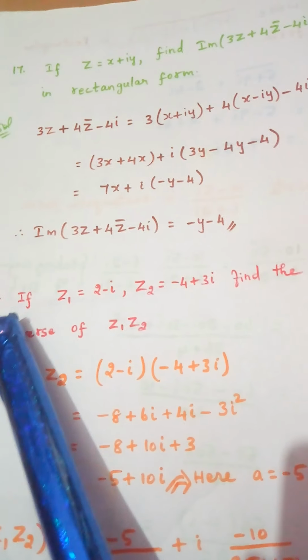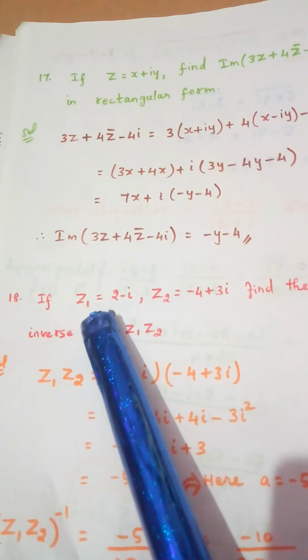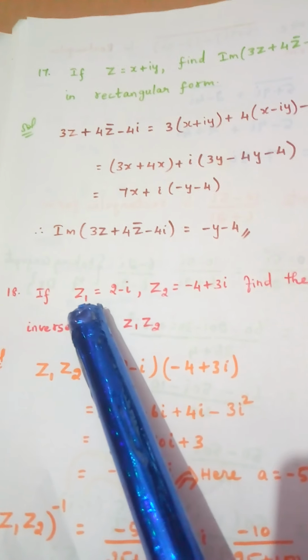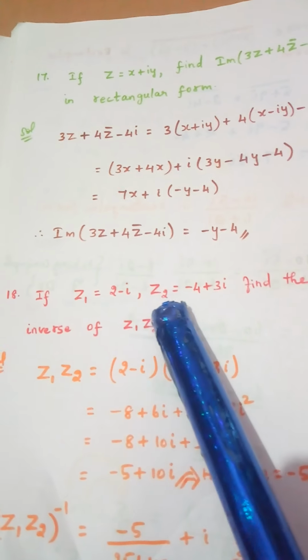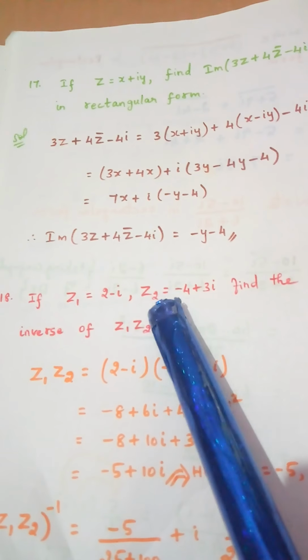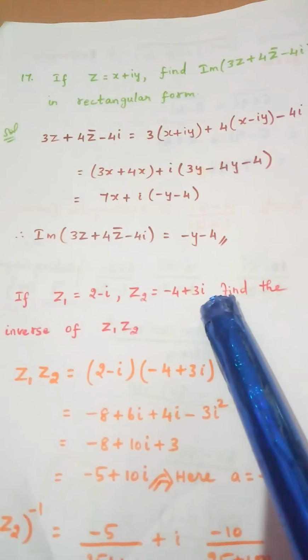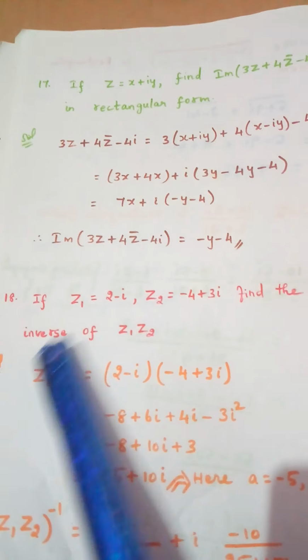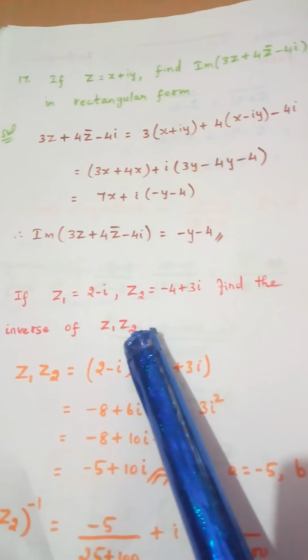Now we will go for the next problem. Problem number 18. Here two complex numbers are given to us, z1, z2. 2 minus i is one complex number, minus 4 plus 3i is another complex number. What we have to find is the inverse of z1 z2.